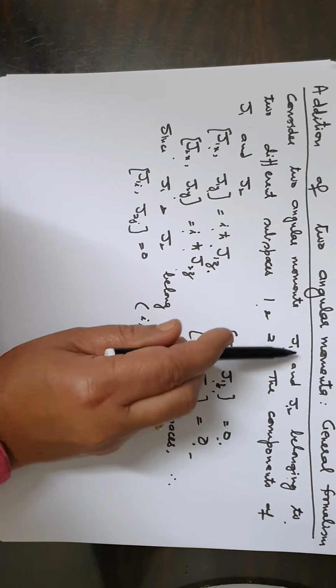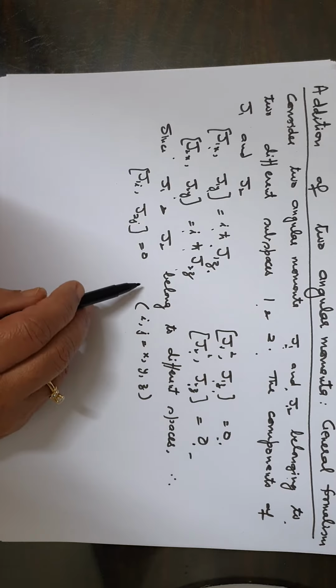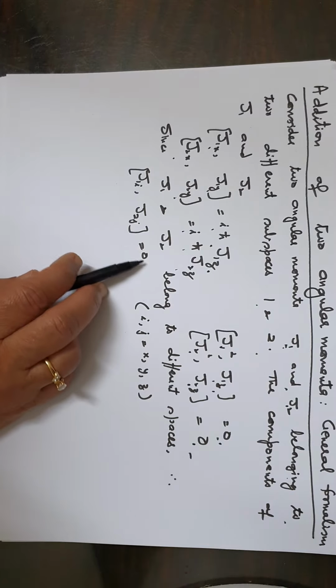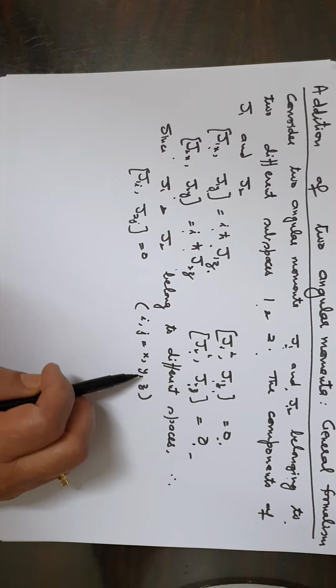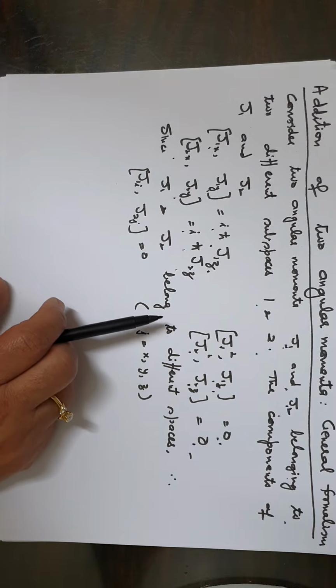Since J1 and J2 belong to two different subspaces, they are compatible with each other. That is, [J1i, J2j] is equal to 0, where i, j is xyz. That is, components of J1 and J2 are compatible with each other.